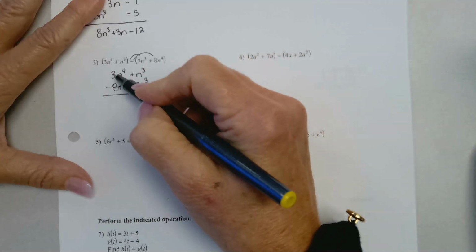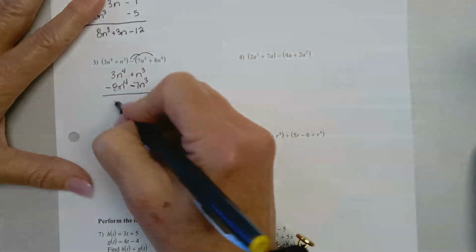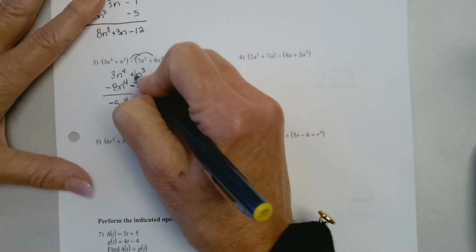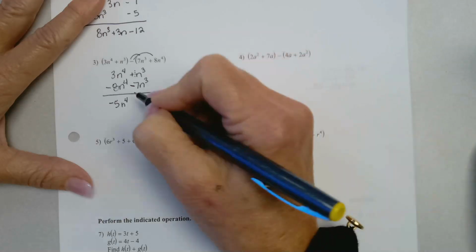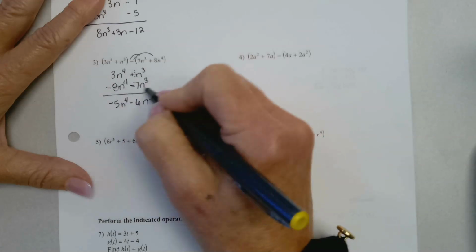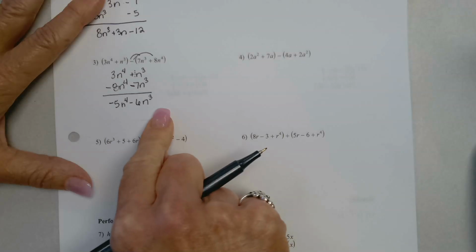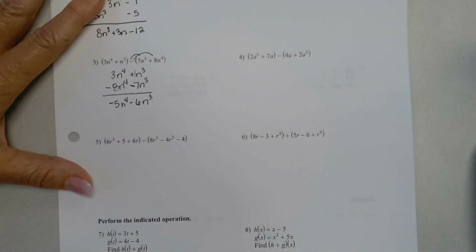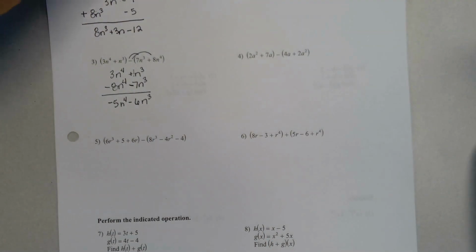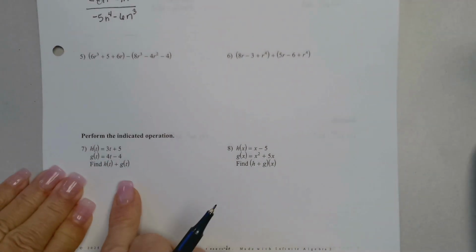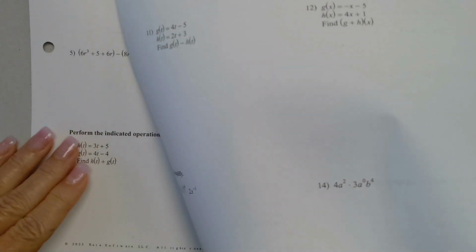So what we have is 3 minus 8, which is negative 5n to the fourth. And this is understood to be 1n to the third. Minus 7 is negative 6n to the third. When I go ahead and line everything up at the beginning, then my answer is going to be in descending order. n to the fourth, n to the third. And then I can count that one completed. All right, then let's get down and look at some of these others to perform the indicated operation. Let's do one back here in the back.